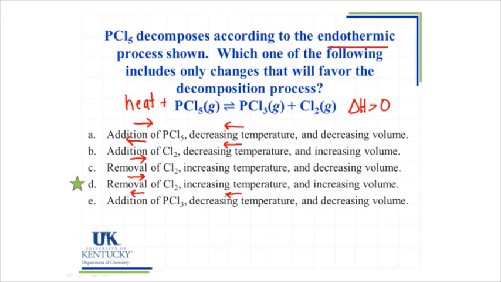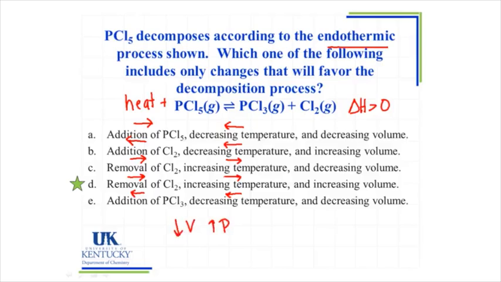Conversely, if I increase the temperature, it's like adding heat to the system, so if I add heat, I'm going to drive the reaction to the right. Just as when I added PCl5, my other reactant, I drove the reaction to the right. Now we have to look at how changes in volume affect the equilibrium. One thing we need to note is that when we decrease the volume, we see an increase in pressure.